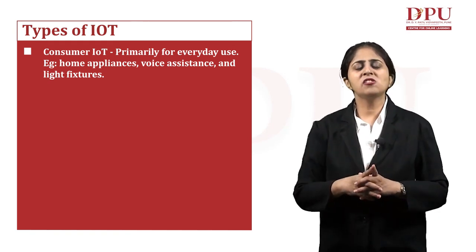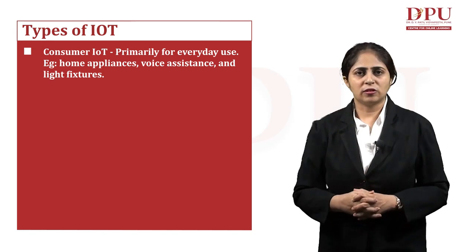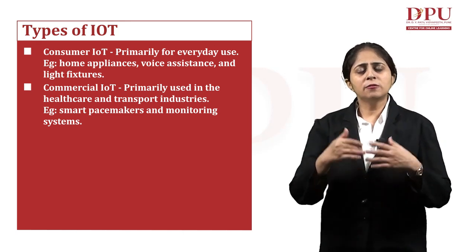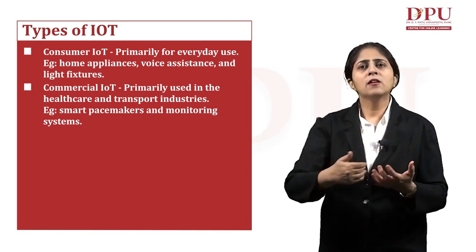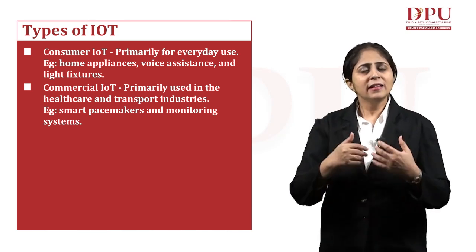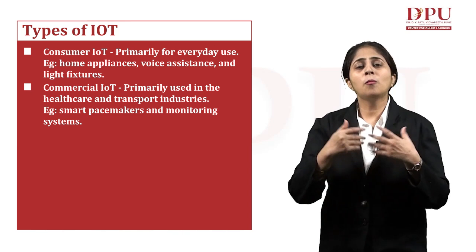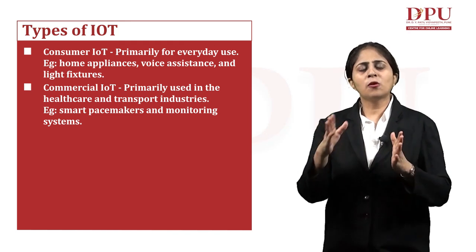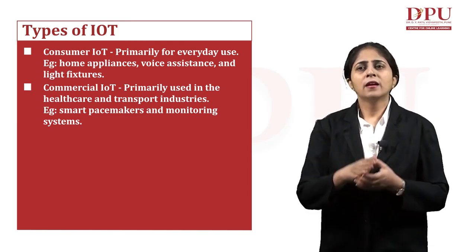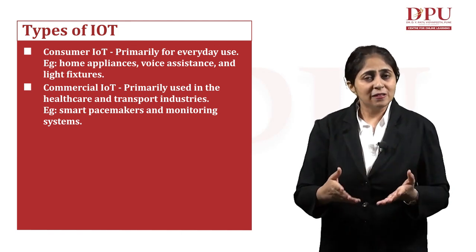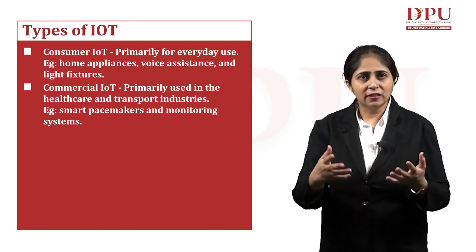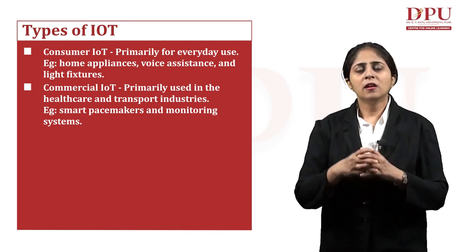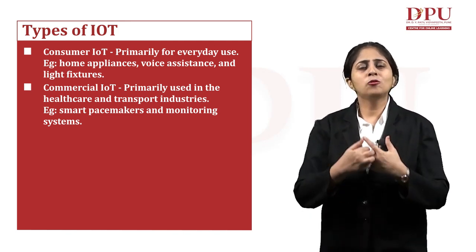So the first categorization of IoT is consumer IoT. Second, it is commercial IoT. Commercial IoT, which we basically use for commerce, for trading, for healthcare, for the transport industry. That means whenever we are using this IoT for a commercial purpose, for some business purpose, for some industries, that is why it is called commercial IoT. An example of it may be smart pacemakers that we have been using in our health industry, or different monitoring systems which are connected in the hospitals. A pacemaker may be connected into the body of a person.